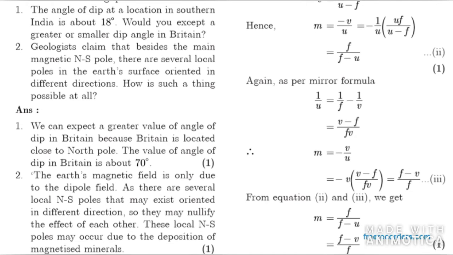Now, in the second one, geologists claim that besides the main magnetic north-south pole, there are several local poles on the Earth's surface oriented in different directions. How is such a thing possible at all? As you know, Earth's magnetic field is only due to a dipole field. So, as there are several local north or south poles, they may exist oriented in different directions so that they can nullify the effect of each other. If there are actually many north and south poles, they can help in nullifying the effect of each other.